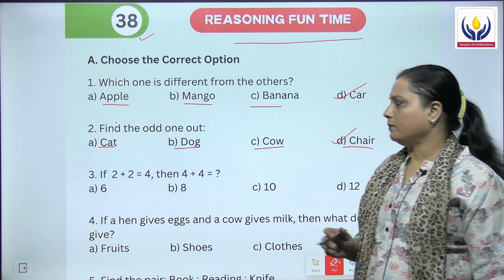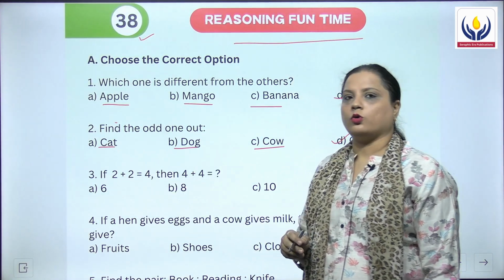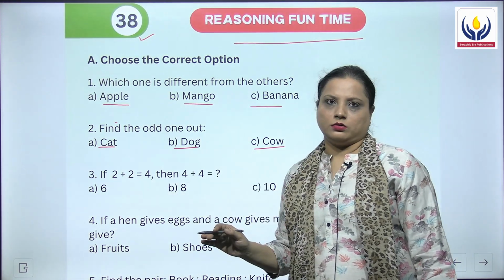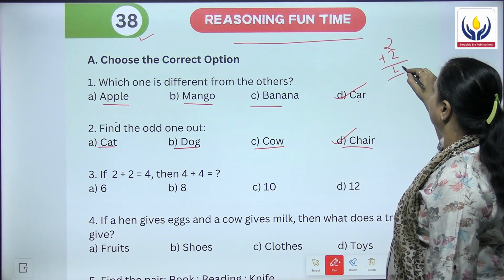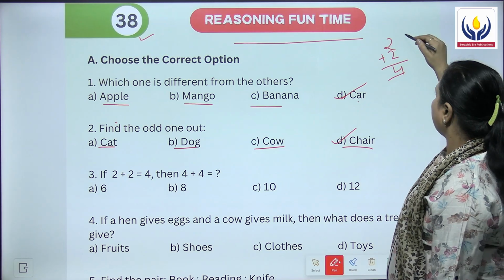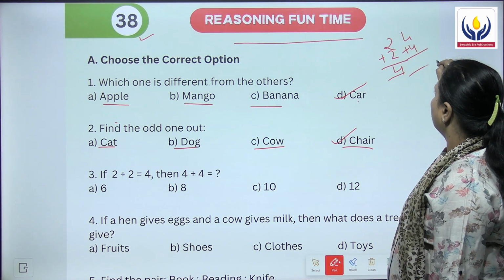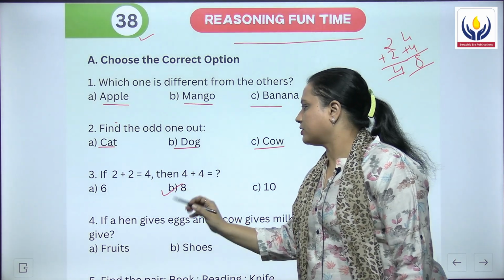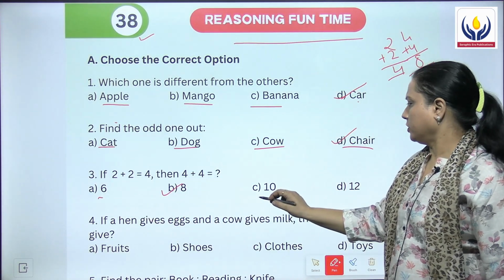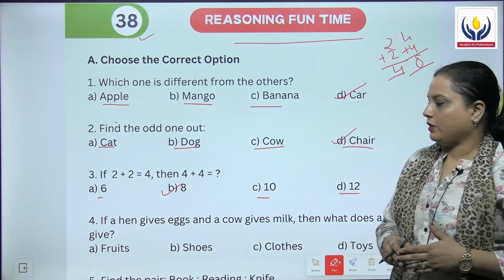Next is the third one. If 2 plus 2 is 4, then 4 plus 4 is what? So let us check what is 2 plus 2. They are saying there is 4, and hence 4 plus 4 is what? 4 plus 4 is 8. So what is the answer? 8. Not 6, not 10 and not 12.